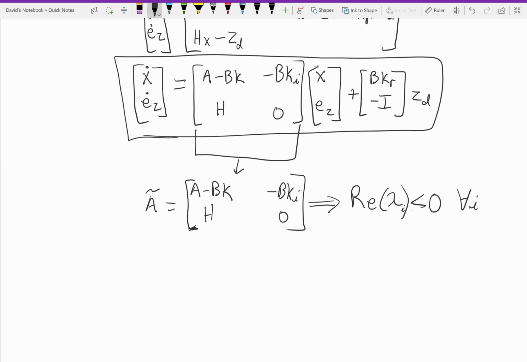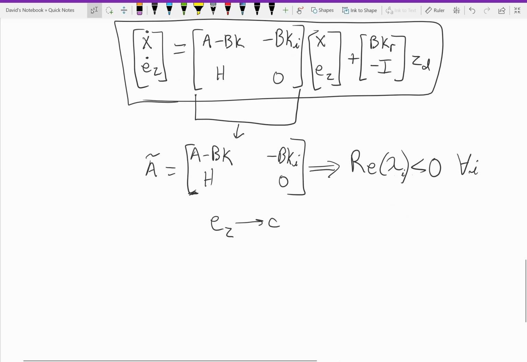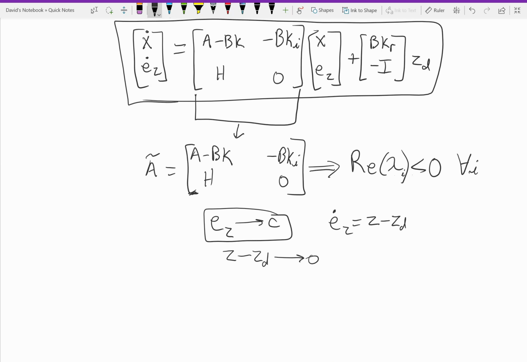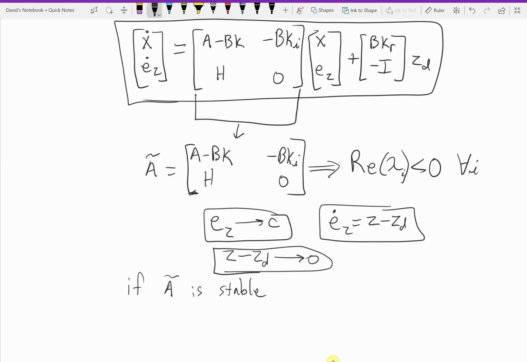Which also, by the way, means that this error is 0 over time. If the error of the system is 0 over time, even if it doesn't go to 0, if it goes to a constant, then what has to happen is the difference between our state, or our output, and our desired output must go to 0. Why? Because recall that ez dot is equal to the difference between our output and desired output. If this goes to a constant, then the derivative of this over time must go to 0. And so, as a result, if we stabilize this, then our steady state error goes to 0.